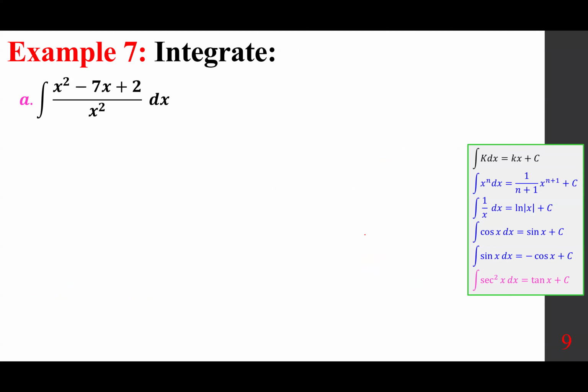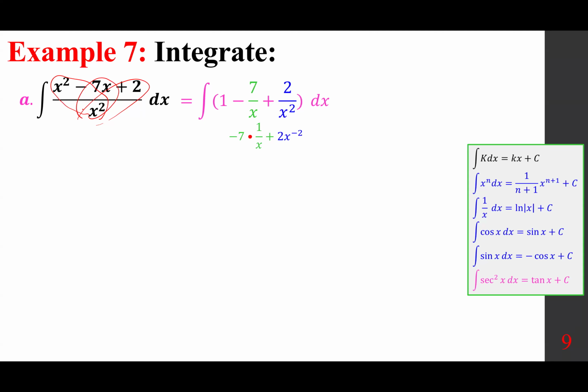To integrate this, we make up 3 fractions. And to make sure we can handle this, the second piece, minus 7 over x, we write as minus 7 times 1 over x. And the third piece, 2x to the power minus 2. So we get them ready for the next step.